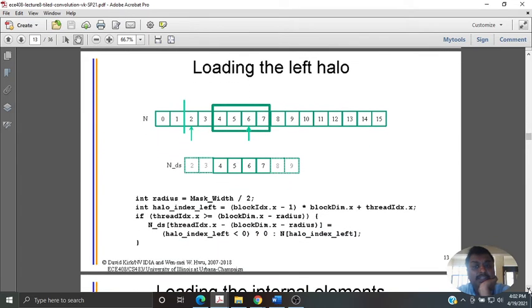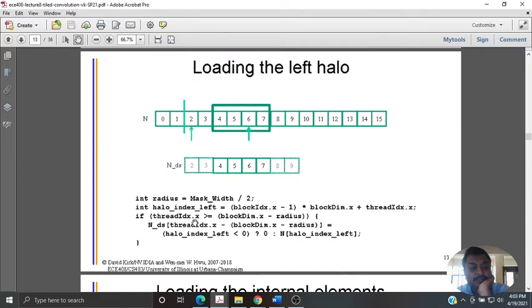Now loading the left halo whenever you are computing this particular block. So radius is mask width divided by 2, halo index left. You want to access from here, so this is a boundary condition. Block idx minus 1, so that then block dimension x plus thread idx. Whenever you start, I just want to point this with respect to this element, and this starts over here, one element lesser than that.